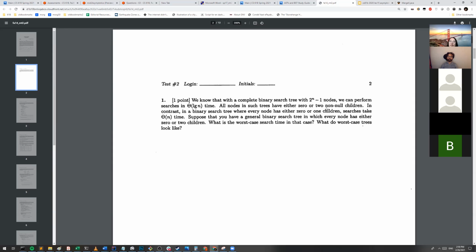Okay. So do you agree that in such a tree, we can always perform searches in worst case theta log n time? I wonder why Paul picked theta there. Do you agree with that? Okay. So if we have a tree where every node has either 0 or 1 children, searches take n time. Do you know why that is? Because then you could have a stringy tree. Not only could you, but you do, because every node has 0 or 1 children. So it's a long stringy tree, right? Does it make sense?